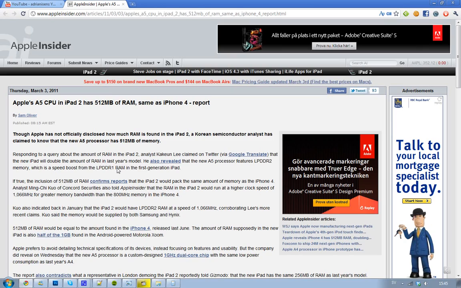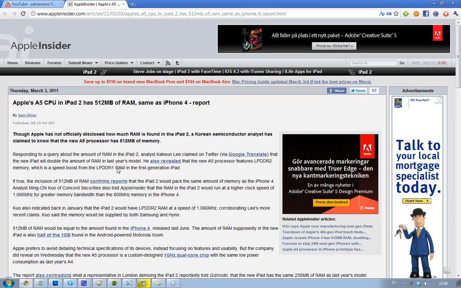And this RAM, paired with the new A5 processor, is called LPDDR2, and this memory is better than the first generation iPad, which only had LPDDR1 RAM. So yeah, it's going to be better.